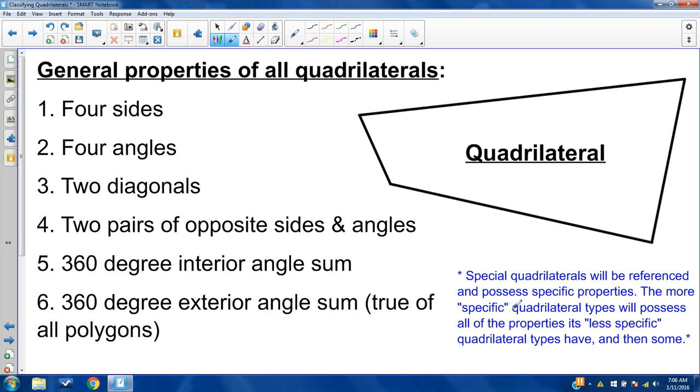This will make more sense when I do my final slide. For example, the square, to me, is the most specific type of quadrilateral that you can get, and there are specific reasons behind that. A less specific example than a square is a rectangle, and a square has all properties that a rectangle has, and then a few more. So I'm going to go on to the next slide.